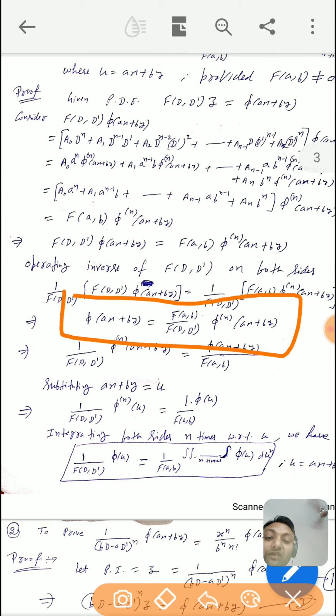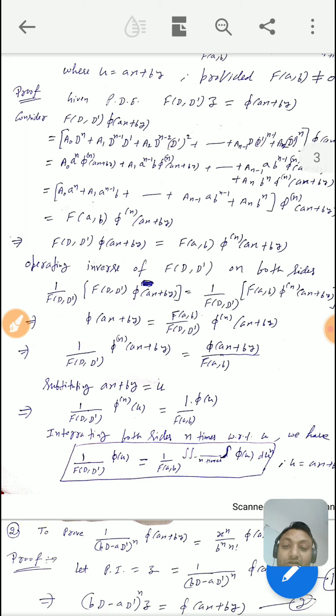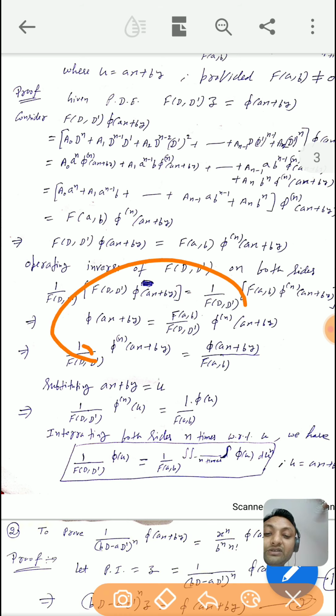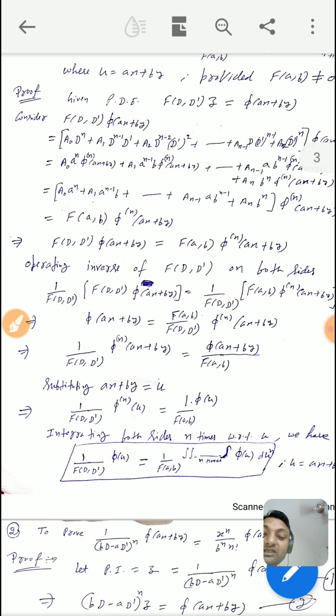And because f of a, b is a constant, we can divide by f of a, b on both sides, and we write the right hand side on the left and the left hand side on the right. By dividing by f of a, b, we get this result.